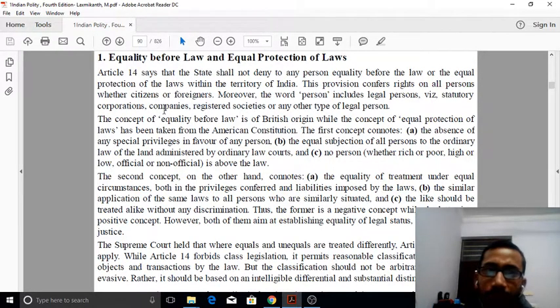They are talking about various corporations, various companies, registered societies, and any type of legal persons, right?